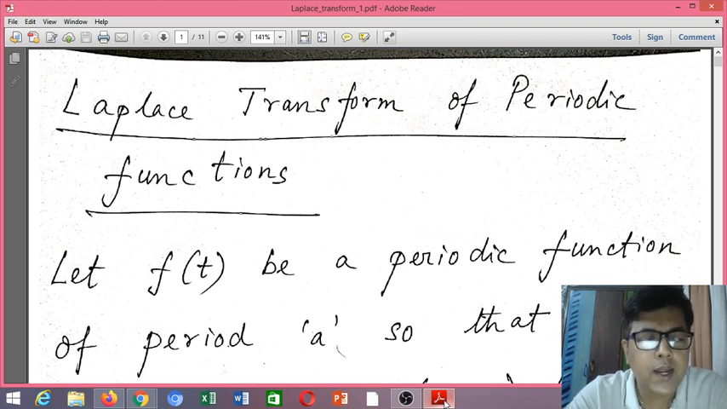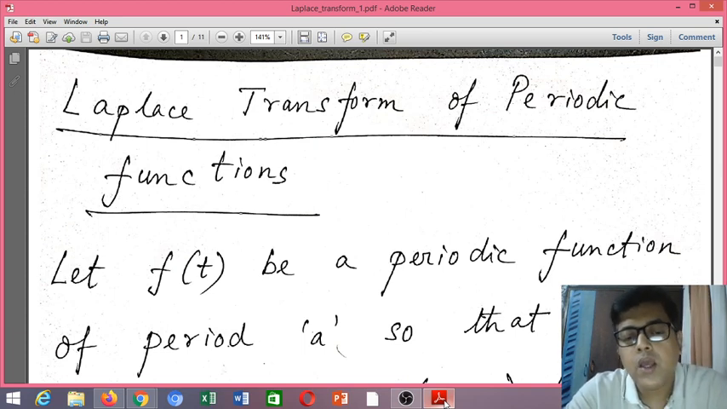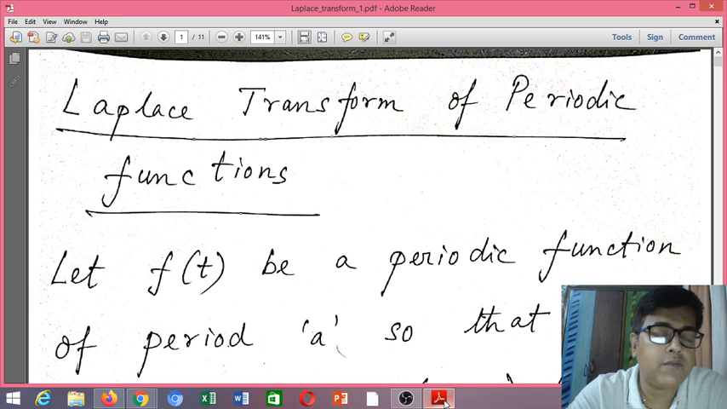If you remember, before the first midterm we were discussing the convolution theorem. That part I have covered. The convolution theorem is a very important property of the Laplace transform, by which we can find the inverse Laplace transform. Now we come to another very important aspect of the Laplace transform: finding the Laplace transform of periodic functions.